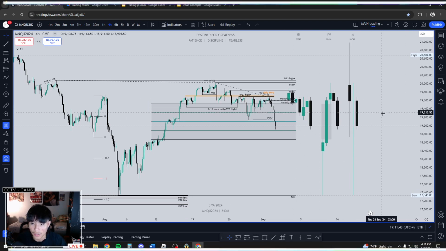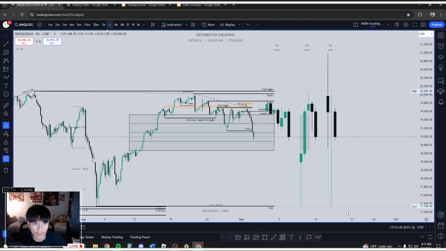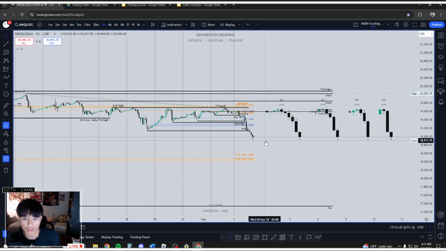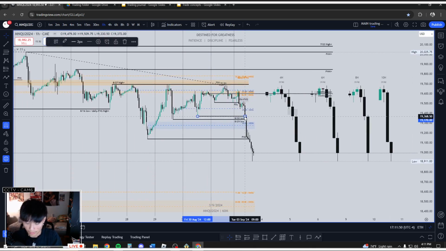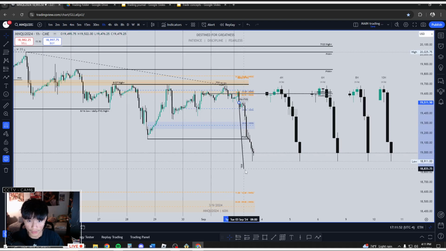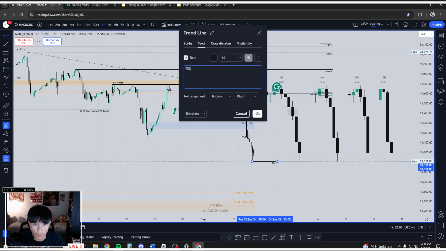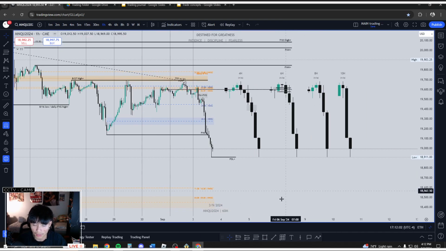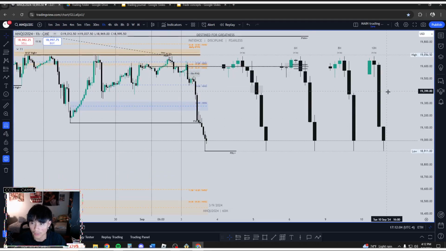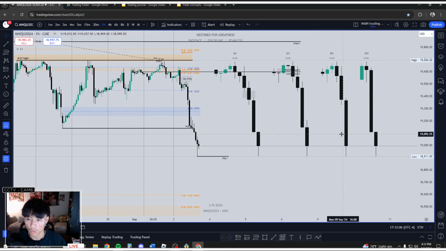What I do have in plan for tomorrow is I do want to see today's low get taken. What I mean by that is I do want to see the level 18911 get taken tomorrow. And there's actually a couple of fair value gaps that we have here. We have a 10-hour fair value gap. We will most likely create an 8-hour fair value gap. And we have a 6-hour fair value gap and a 4-hour fair value gap.